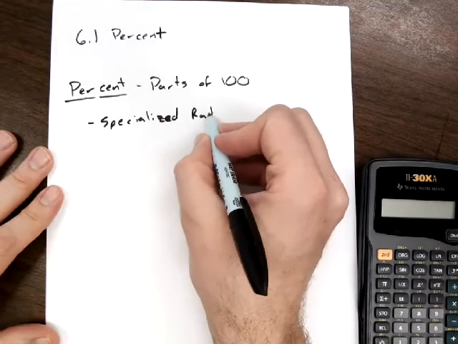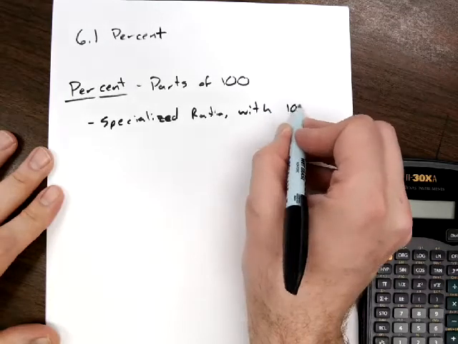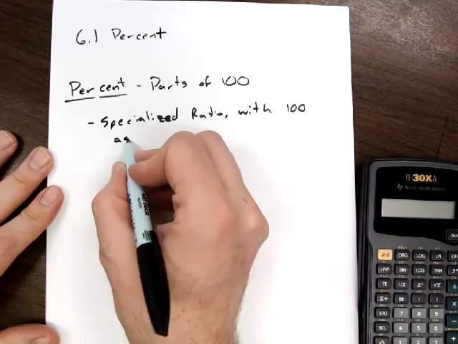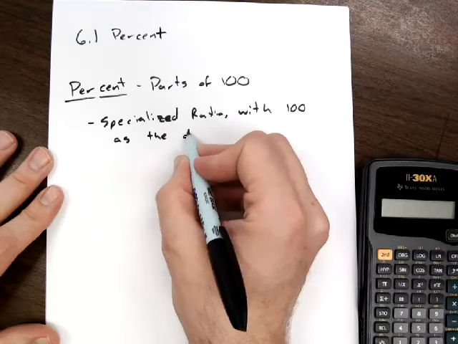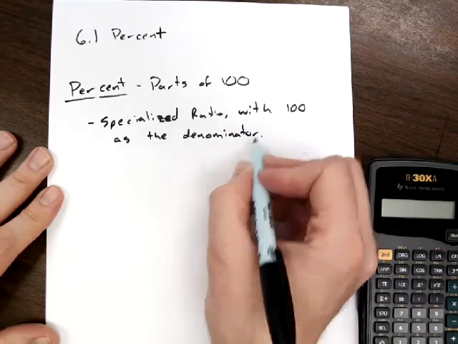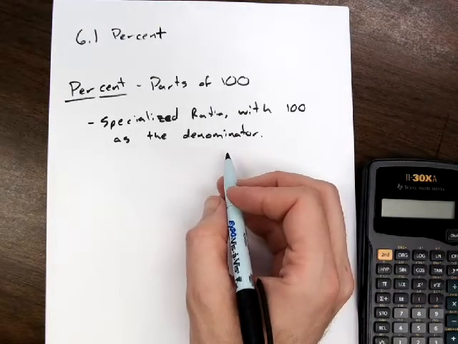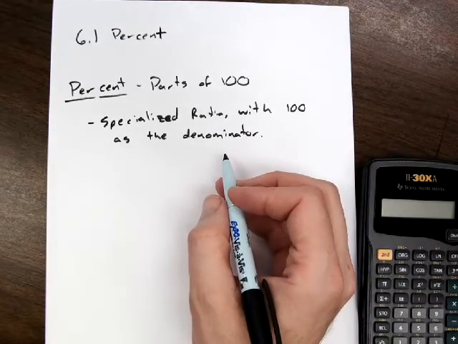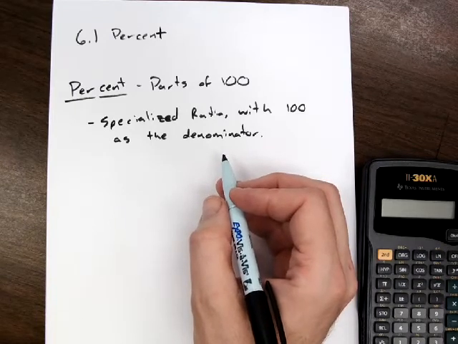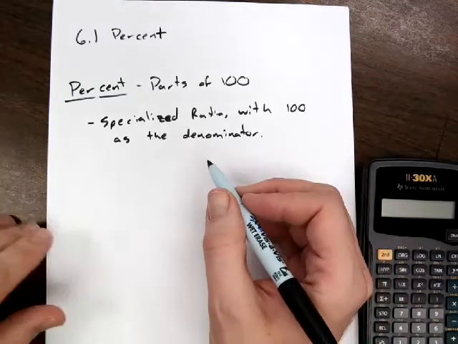A percentage, or a percent, is basically a specialized ratio with 100 as the denominator. So basically what we're doing is giving ourselves some sort of measure of how many out of 100 would be the type of thing that you're looking for.